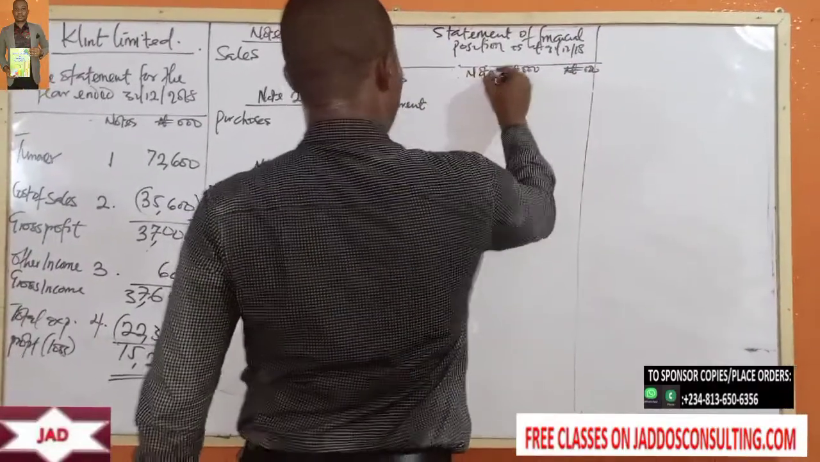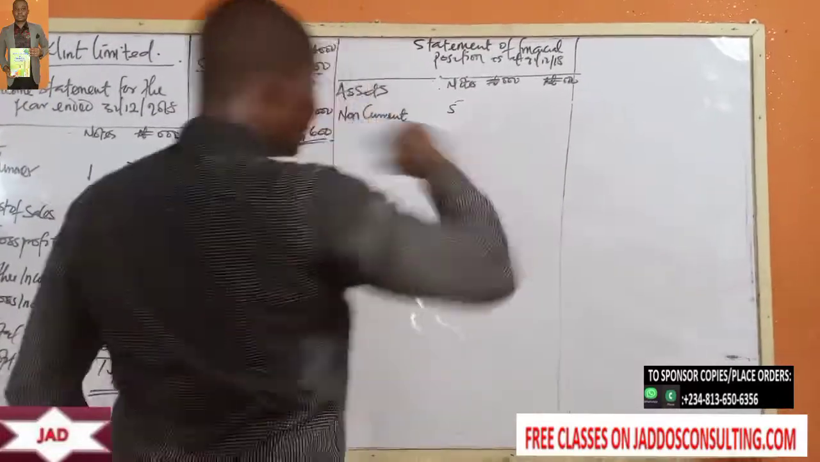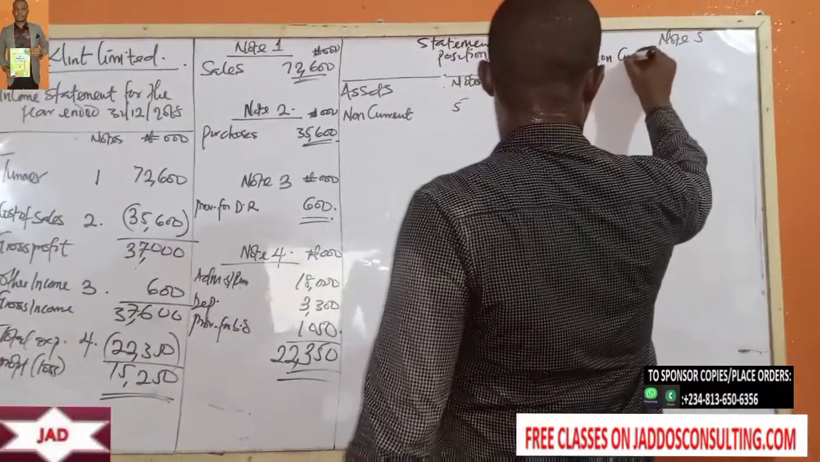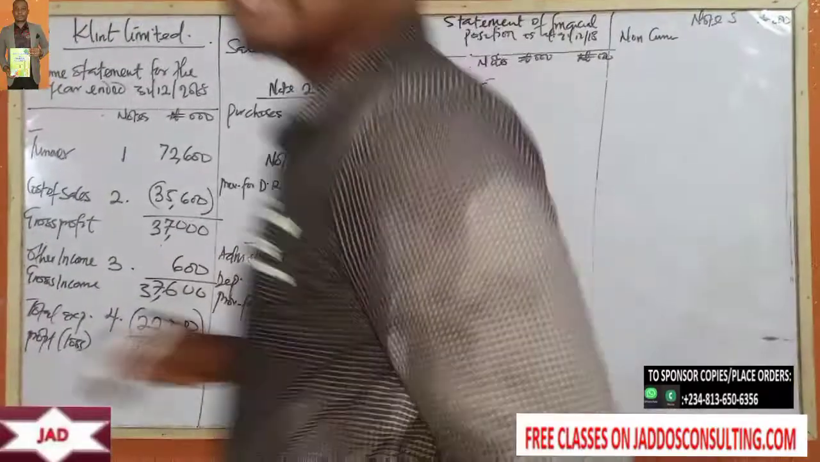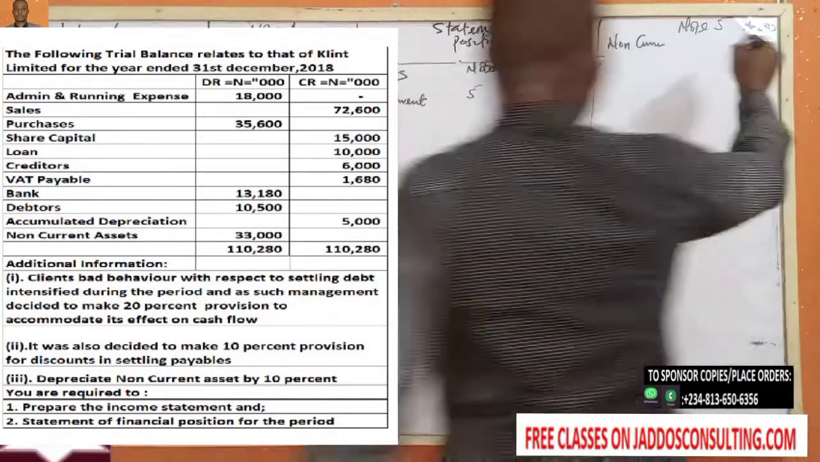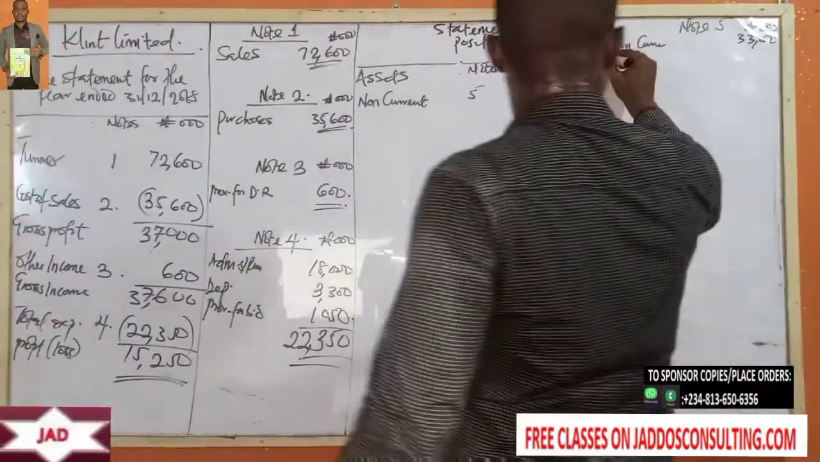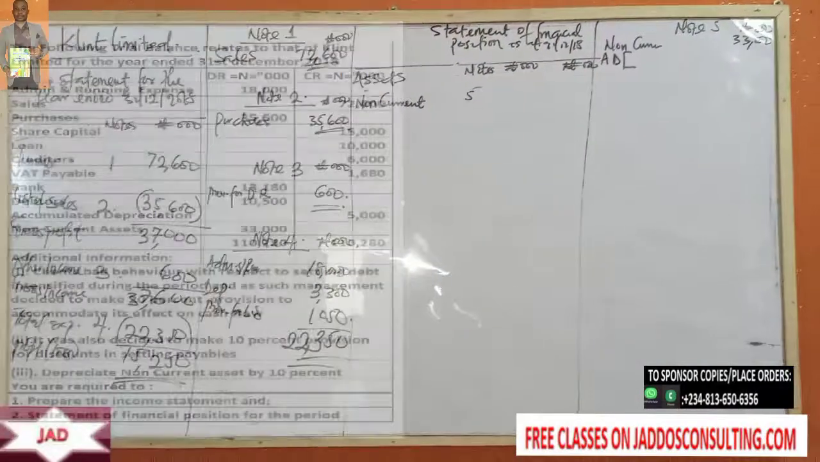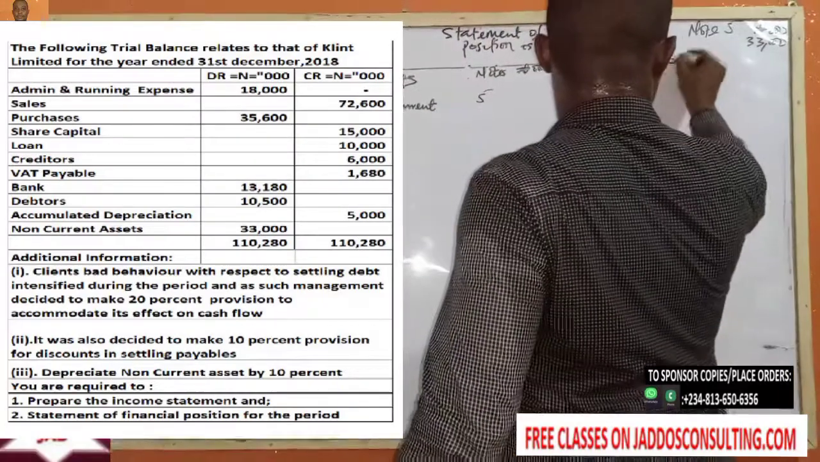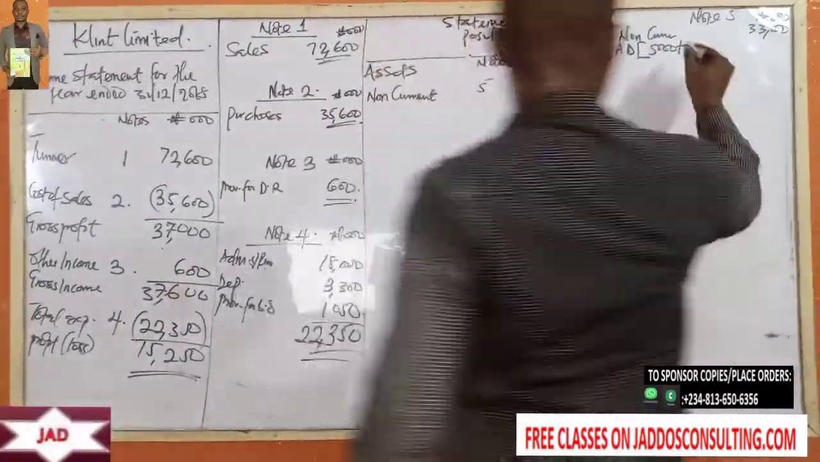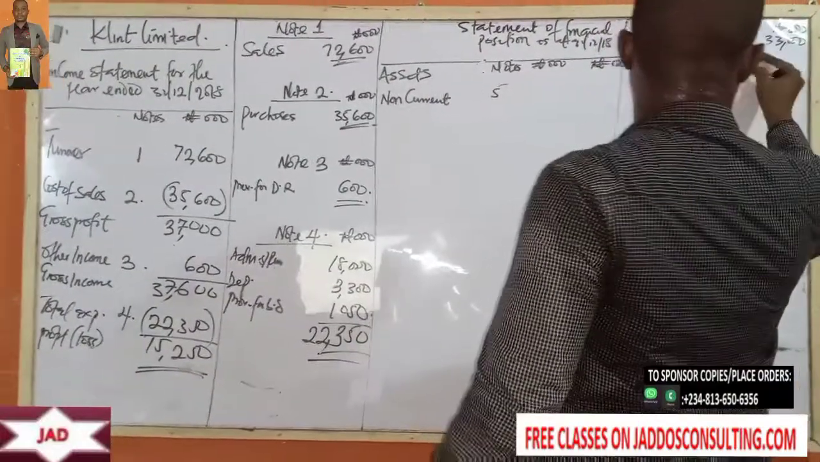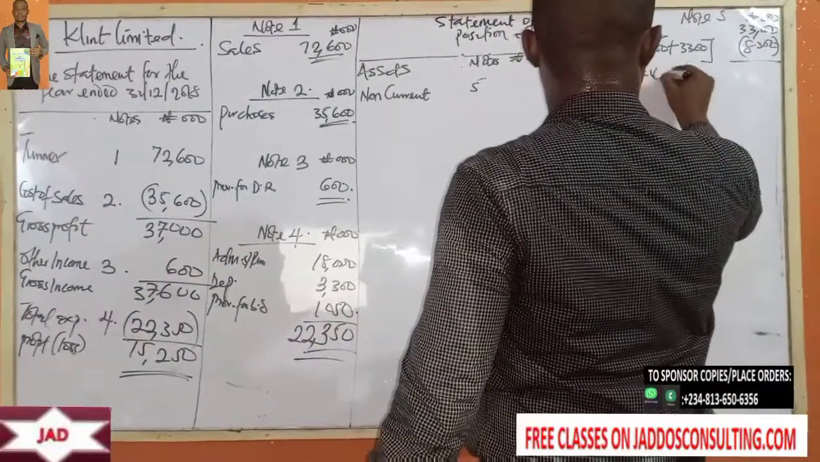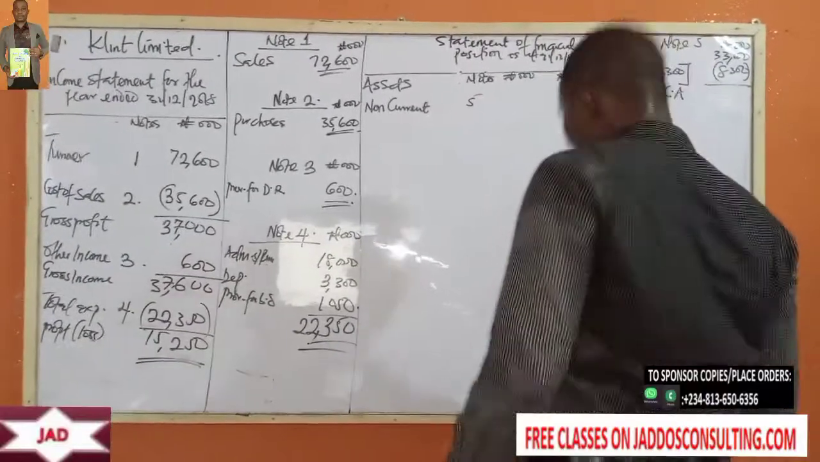So let's say notes here. This is note 5. Non-current assets, according to the question, is 33,000. So we take out accumulated depreciation, which would be the provision in the question, 5,000, plus what we charge for the year, 3,300. So the total is 8,300. When you take that out, you have your net book value, or what they call carrying amount. So what's the difference there?